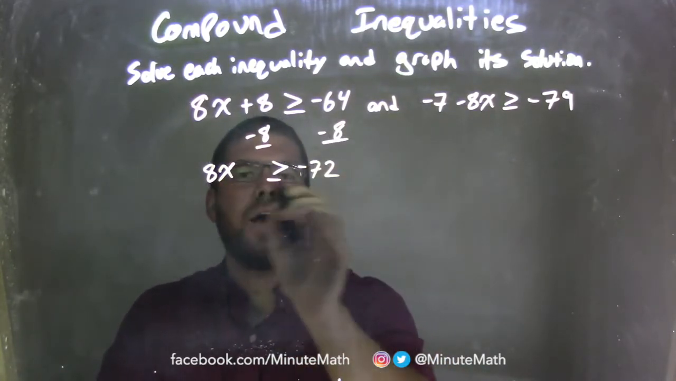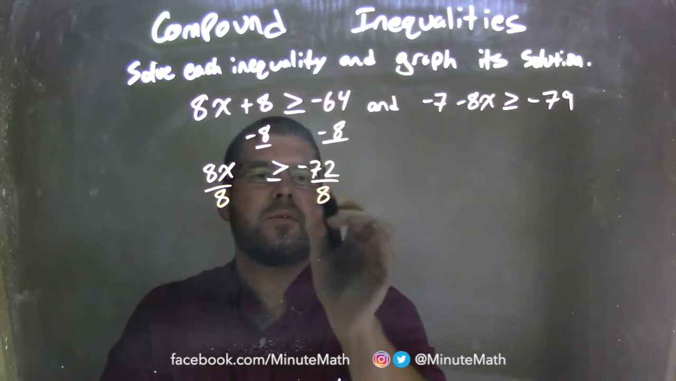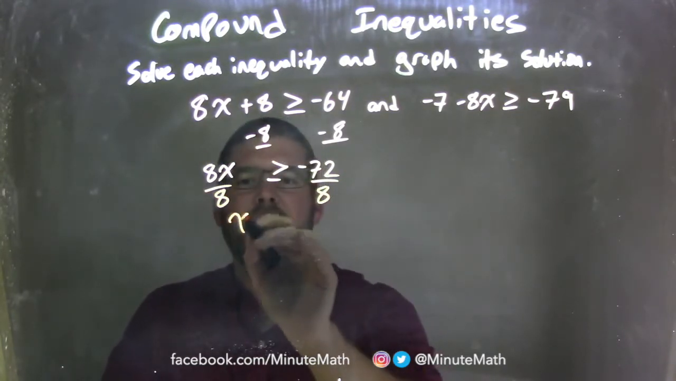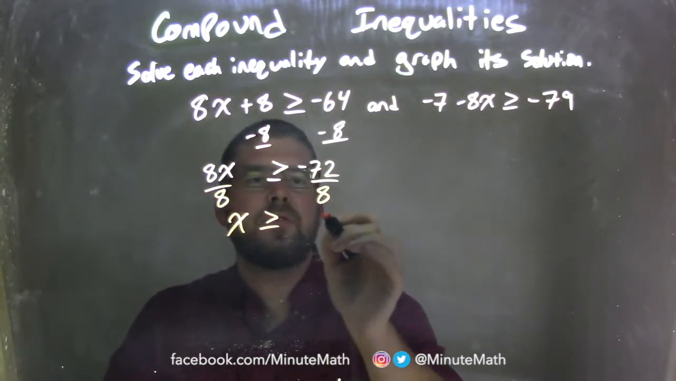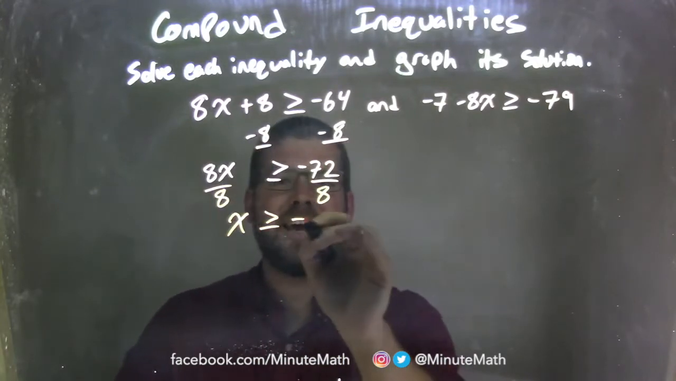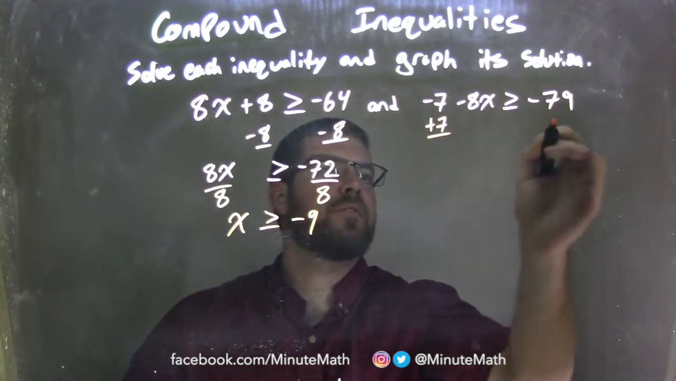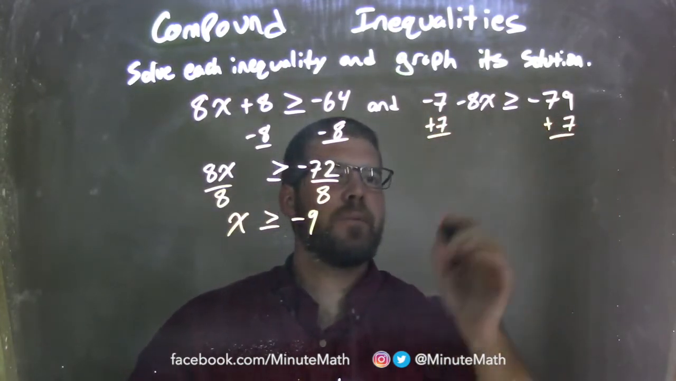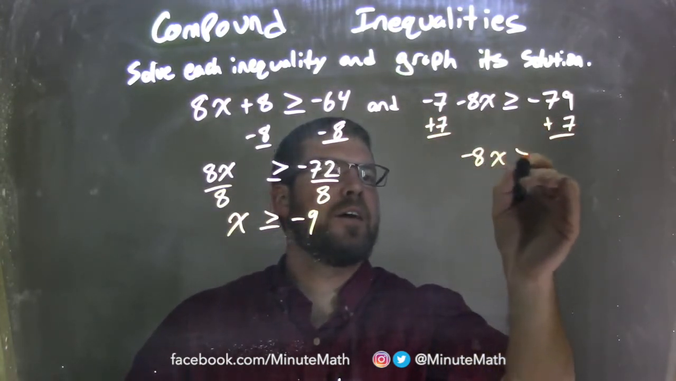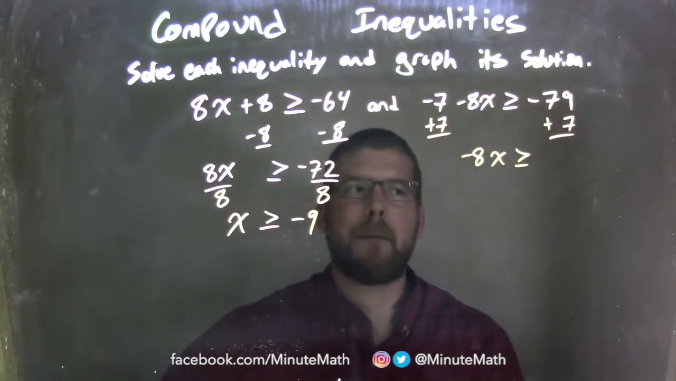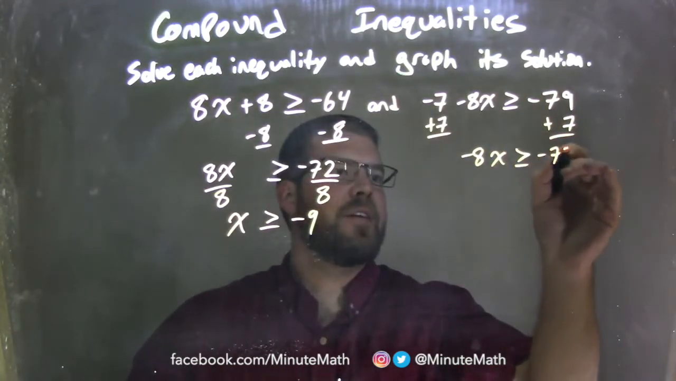Okay? Then I want to divide by 8 on both sides. And when I divide by 8 on both sides, x is by itself here, is greater than or equal to negative 72 divided by 8, which is negative 9. So now I need to solve this one. I'm going to add a 7 to both sides. By adding a 7 to both sides, I'm left with negative 8x is greater than or equal to negative 79 plus 7, which is negative 72.